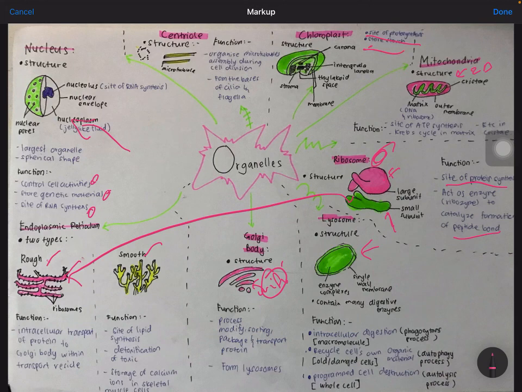And lastly, the centriole. The centriole is just like a spindle fiber before it becomes a spindle fiber. There's a microtubule, and the function is to organize microtubule assembly during cell division. So it forms a spindle fiber which then pulls, right? And it forms the basis of cilia and flagella.